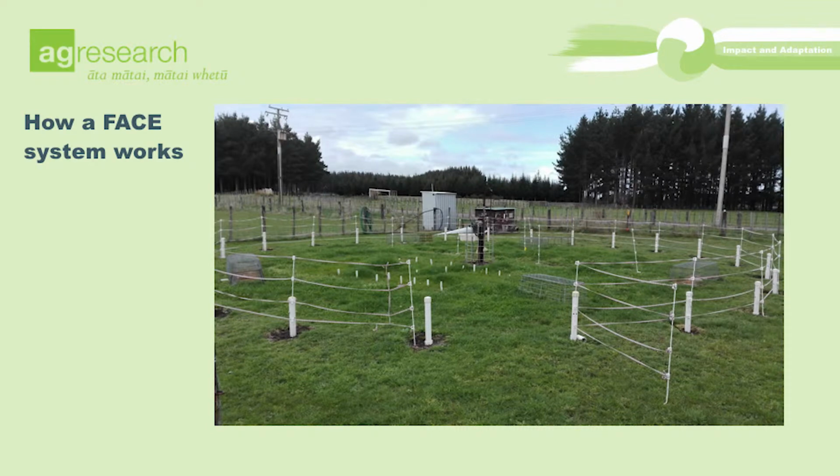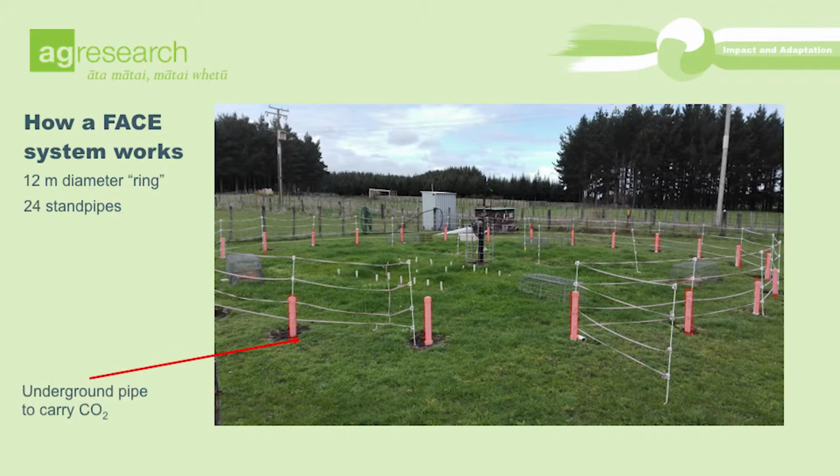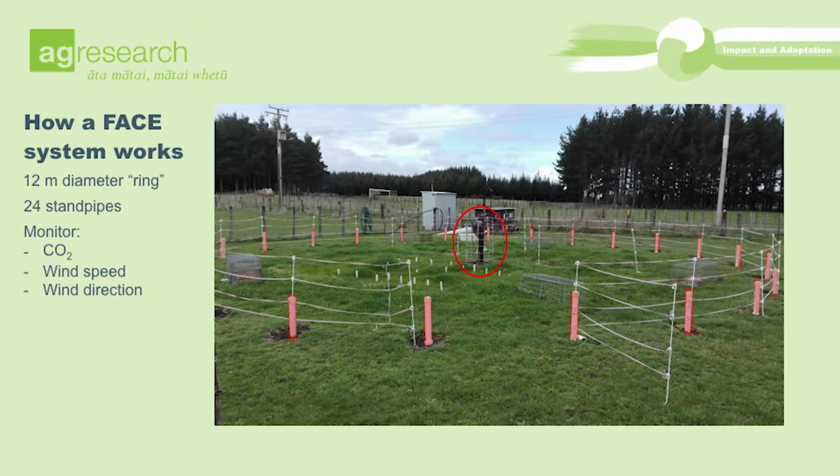We have an area of pasture in this case, which is about 100 square metres. It's a 12-metre diameter ring, we call it, which is surrounded on the outside by standpipes. Those standpipes are joined up together with an underground pipe which carries CO2 from a big CO2 tank. Those standpipes also have valves inside them, and we basically monitor the CO2 level in the centre, as well as the wind speed and the wind direction.